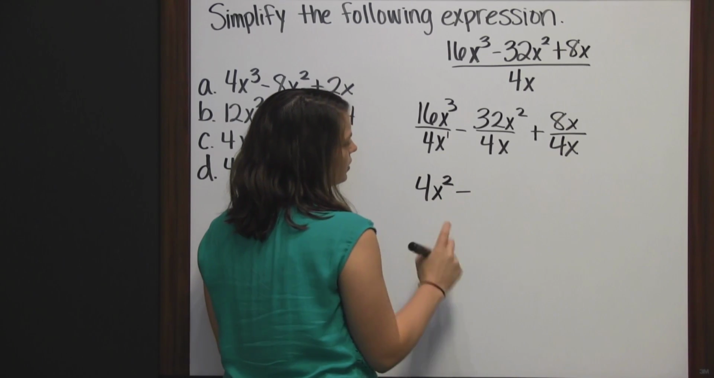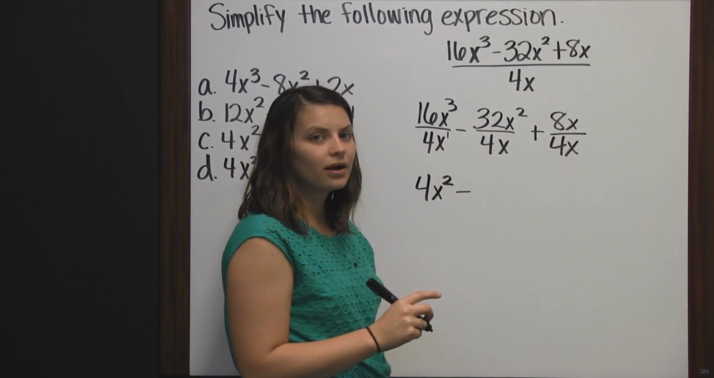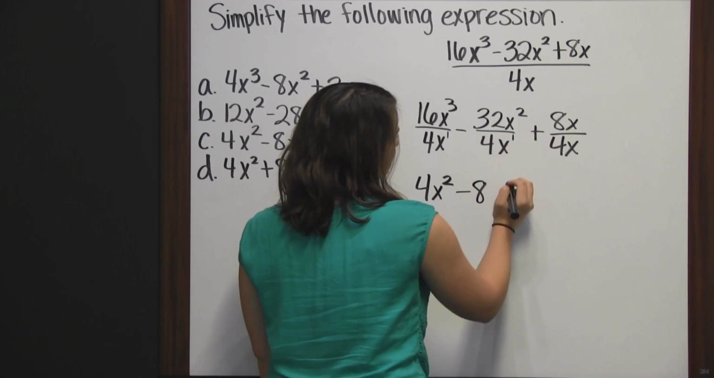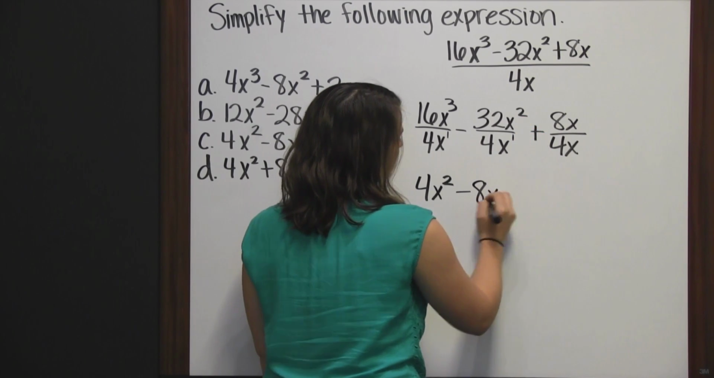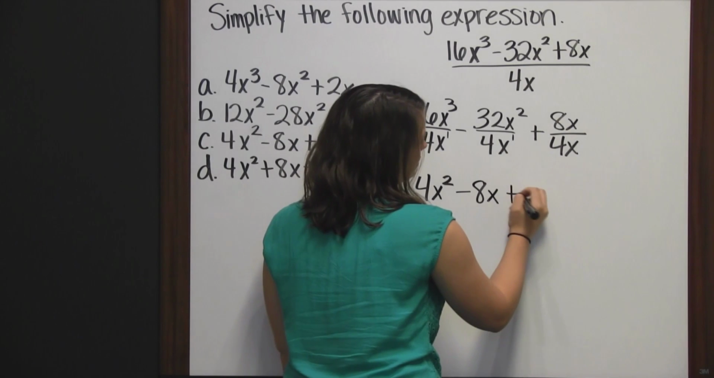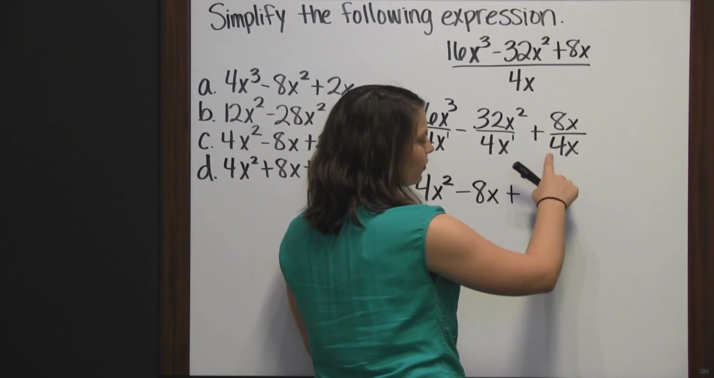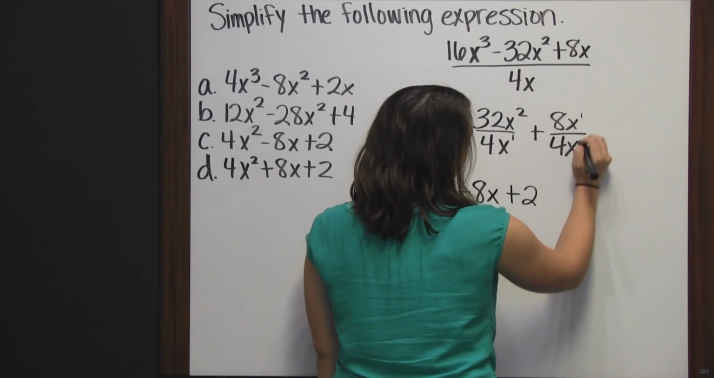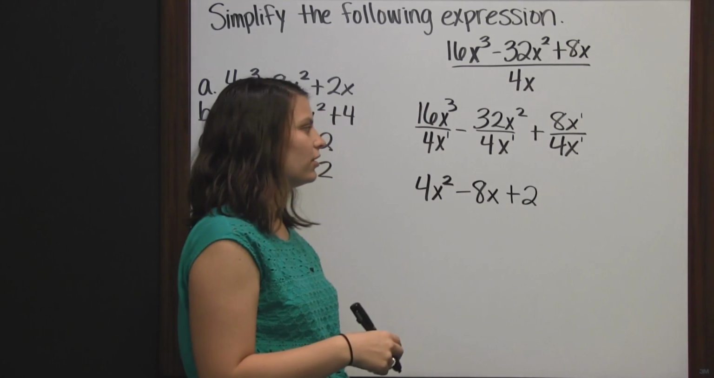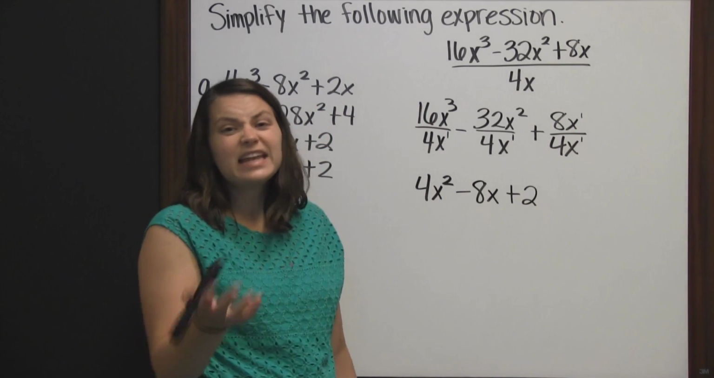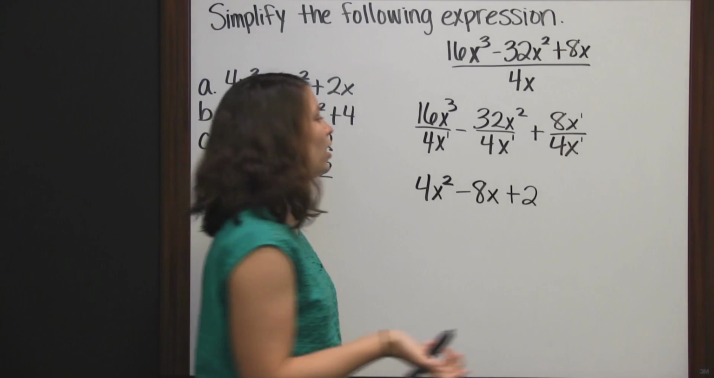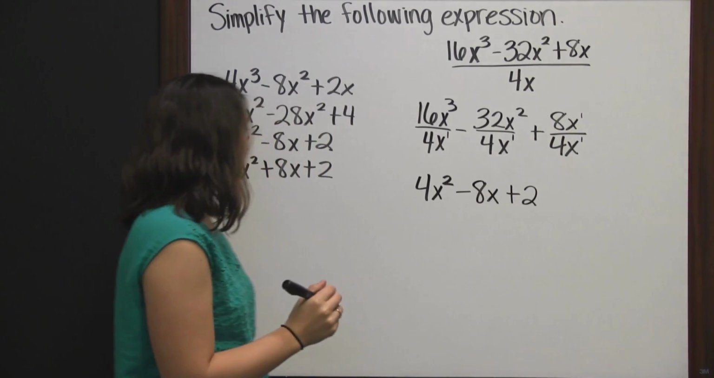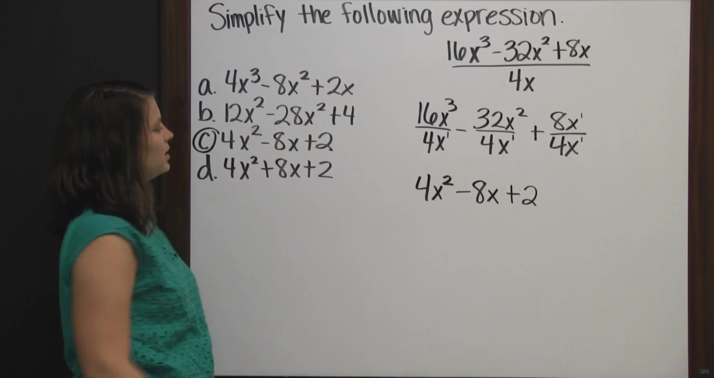Minus 32 divided by 4 is 8. x squared divided by x, 2 minus 1, is x to the first. Plus 8 divided by 4 is 2. And x to the first divided by x to the first, 1 minus 1 is 0. Or you can just think x, or anything really, divided by itself is 1. So x divided by itself is 1, and 1 times 2 is 2. So our answer is C.